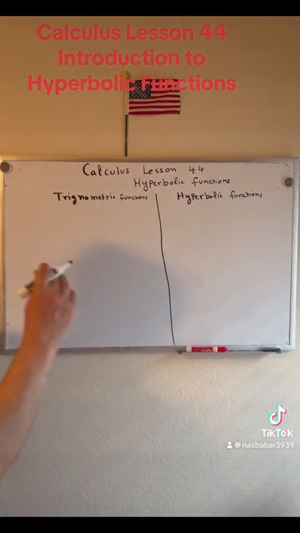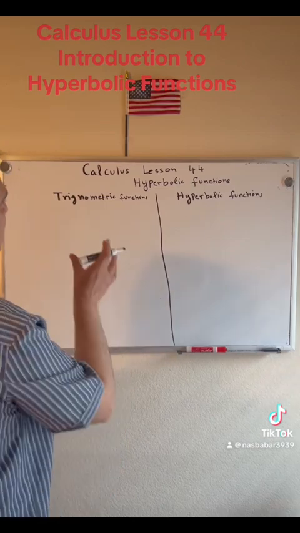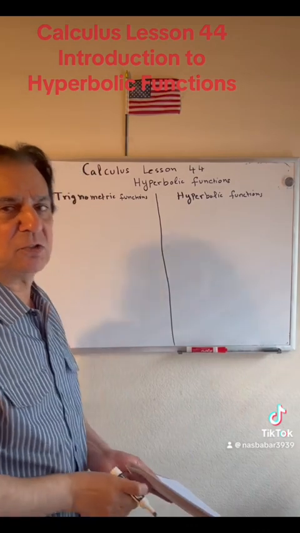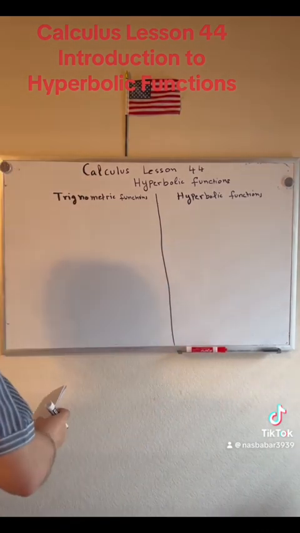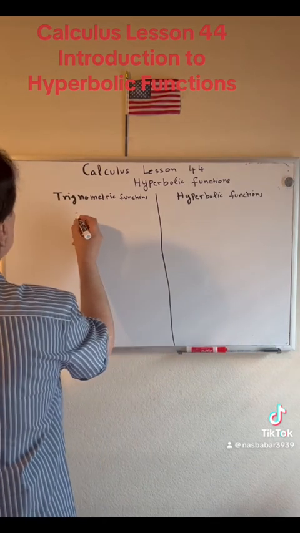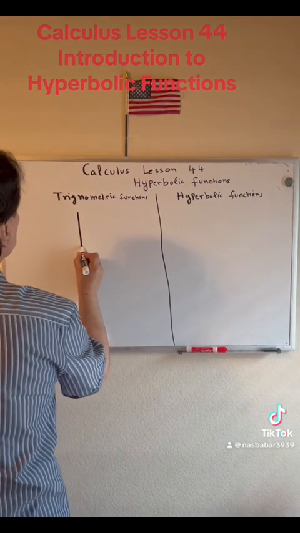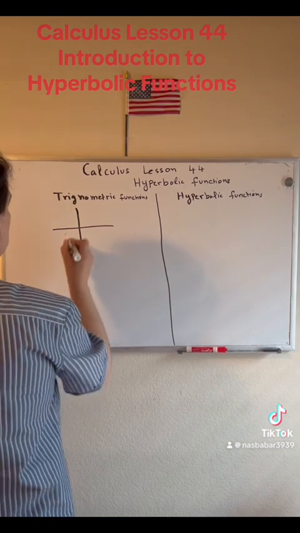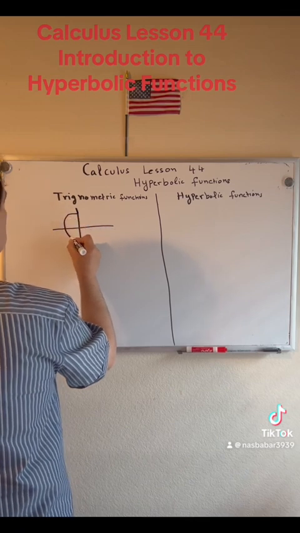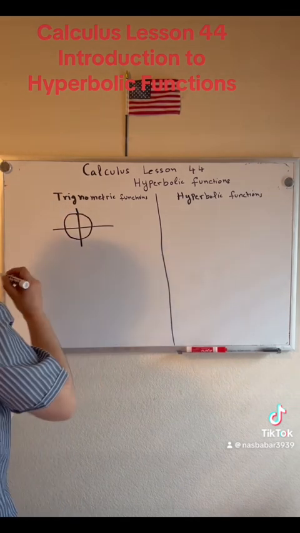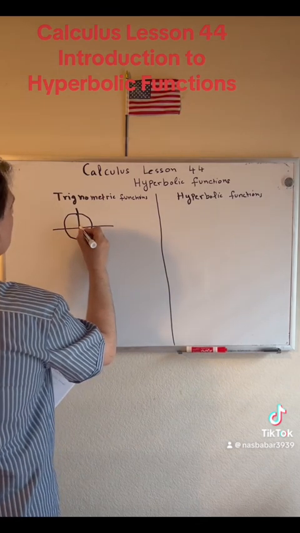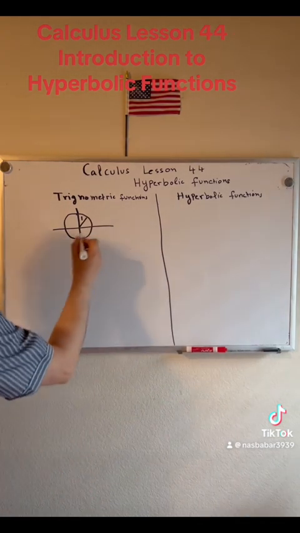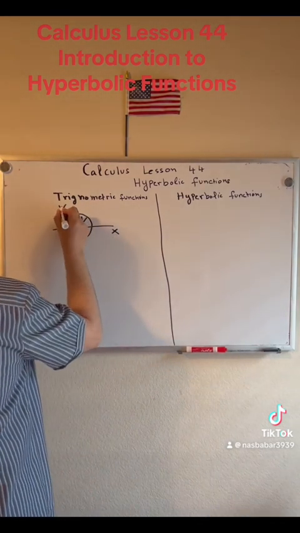hyperbolic functions. The way I want to approach this is to show you the difference between trigonometric functions and hyperbolic functions. I think it'll make sense that way. So let's look at the trigonometric function first. Let's say you've got an x-axis and a y-axis right here, and I draw a circle. Let's say the radius of this circle is 1. This is my x-axis and this is my y-axis.